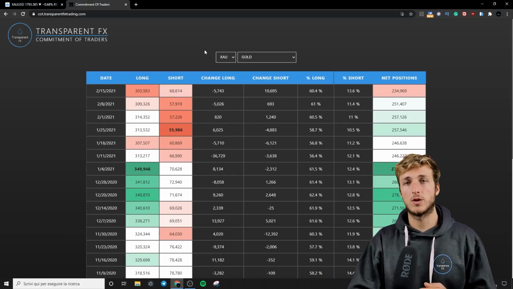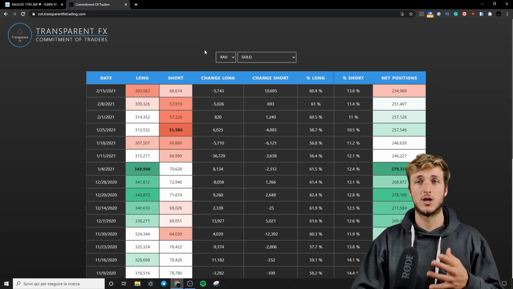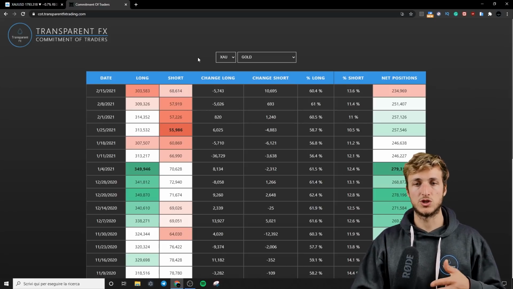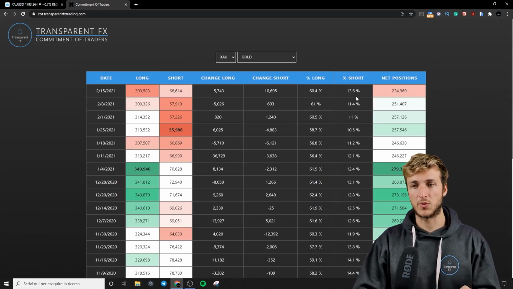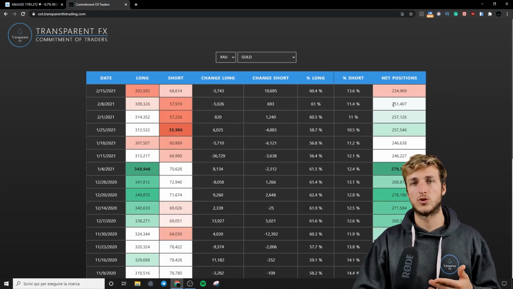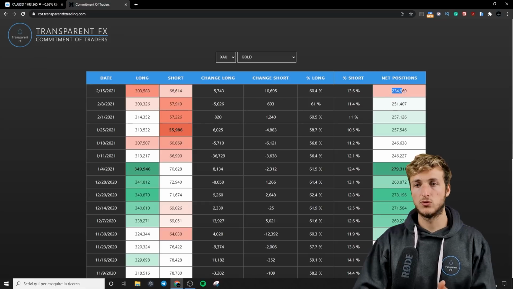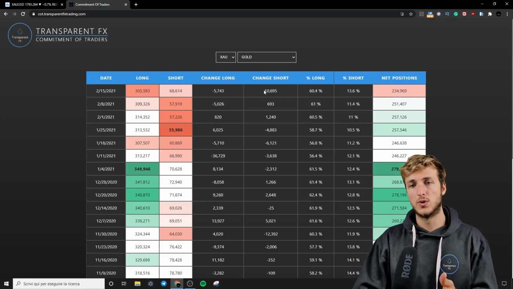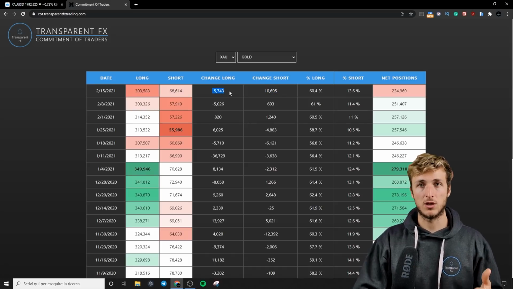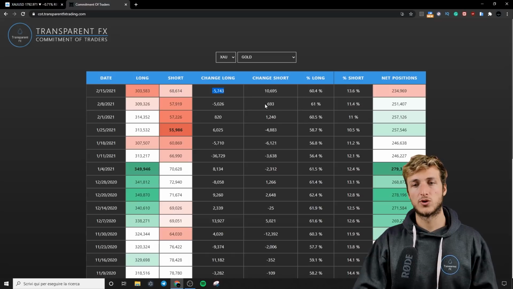Now, if we go and see what we have from a COT perspective, so commitment of traders, which is what hedge funds are currently doing in the market, we can see that with the last report, we have decreased the net positioning from 251K to 234K, with 10.6K short positions added with the last report and 5.7K longs getting closed. Already with the previous report, we had 693 shorts getting opened and 5K longs getting closed.